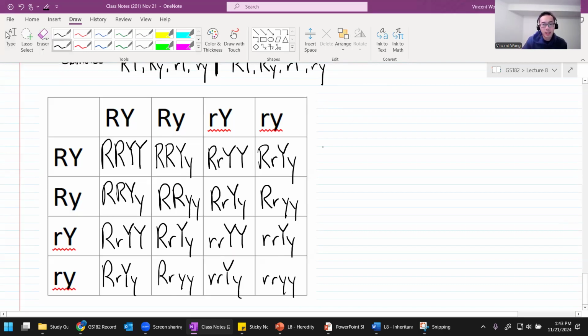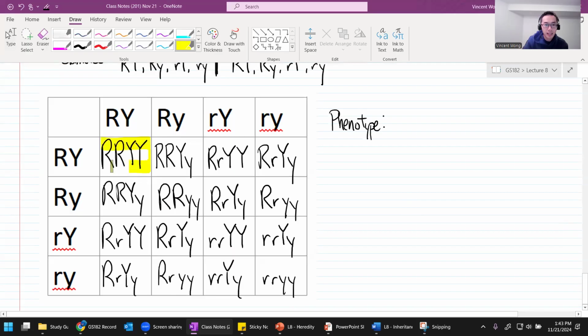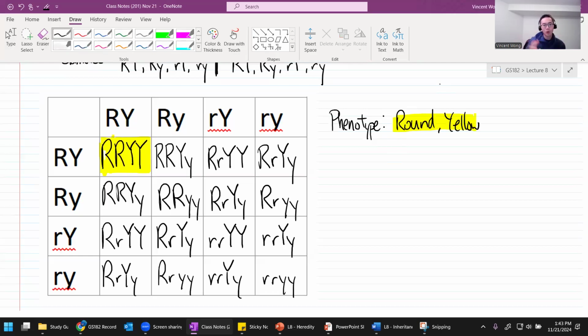So it's a little bit tricky to write the genotype. So we're just gonna skip directly to writing the phenotype. And if you could help me out here, that would be great. What is the genotype of this first one right here? That's right. Big R means round, and big Y means yellow. But that's not the only round and yellow. Please go through all 16 boxes and tell me how many round and yellow you find.